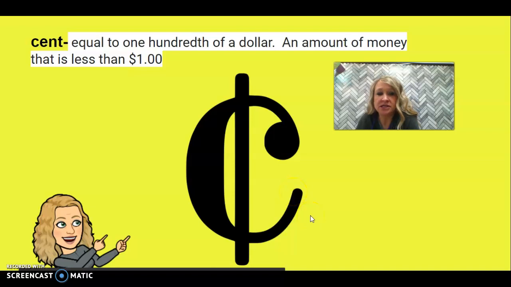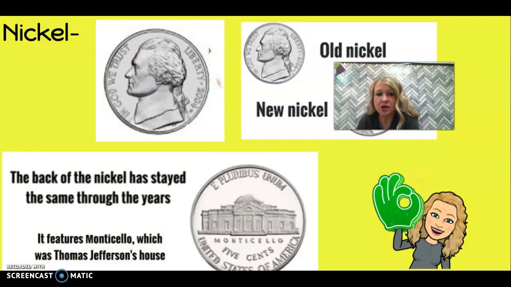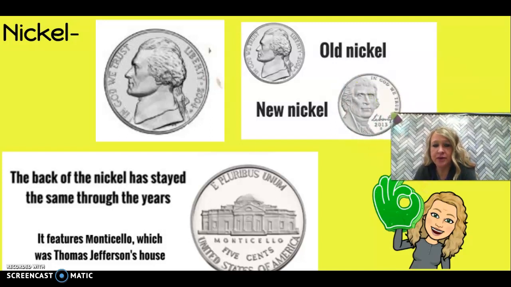Our vocabulary word: cent. Say the word cent. It is equal to 1/100th of a dollar, which is an amount of money that is less than a dollar. Nickel. Say the word nickel.